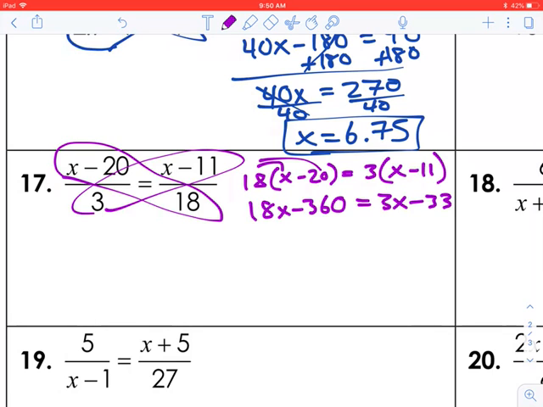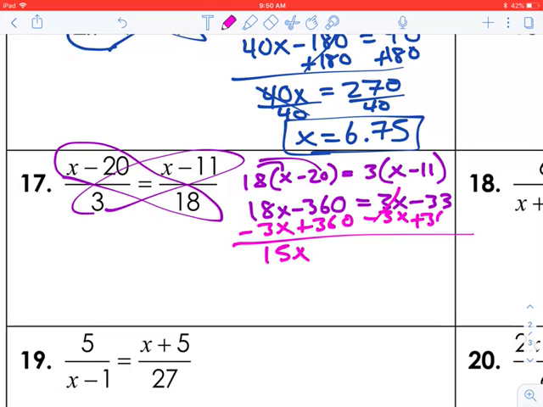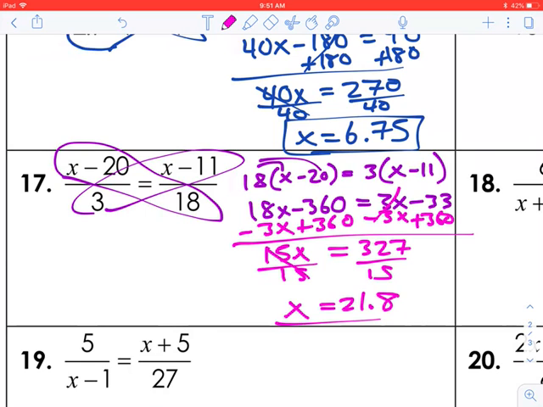So on this particular type of situation, I need to make sure to get x on one side, so subtract 3x, and that's going to give me 15x. Well, I'm also going to move the 360 to the other side, and that's going to give me 327. Okay, and then when I divide by 15, I end up with x equals 327 divided by 15, which is 21.8. There we are.